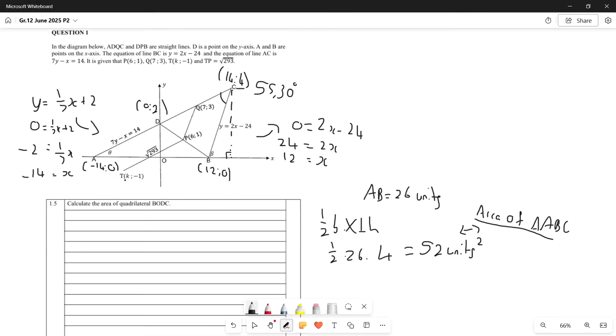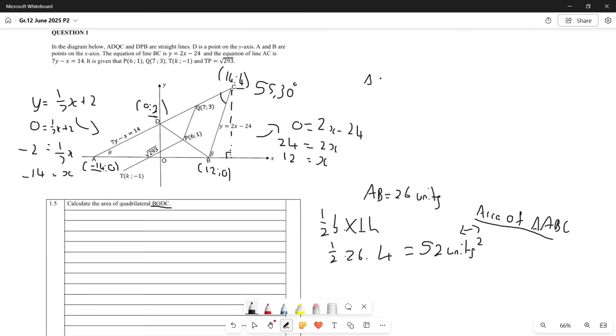Okay, but what they asked for is BODC. A reminder, BODC is over here. We're just going to subtract the area of AOD from this triangle. Getting the area of this triangle is quite nice because it's negative 14 all the way to 0. So we already have the base over here, and we have the perpendicular height, because the perpendicular height is all the way up to 2.